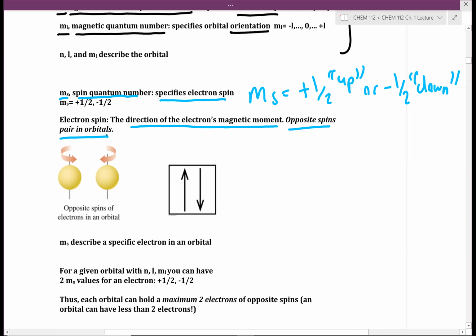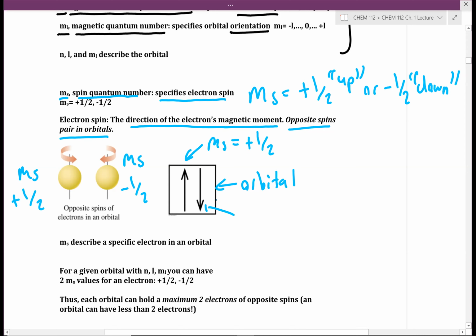So if we have these two electrons of opposite spin, so this is ms of +1/2, and this is ms of -1/2, these two electrons will spin pair in an orbit. So this box is going to be describing our orbital. This up arrow describes an ms of +1/2, and this down arrow describes an ms of -1/2.